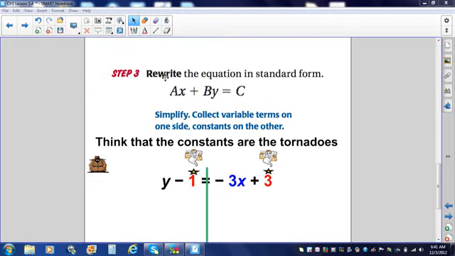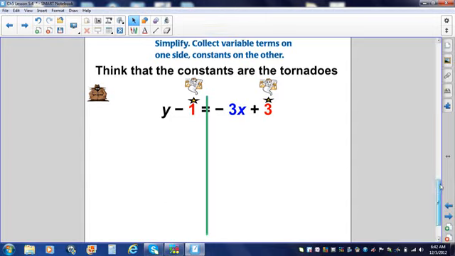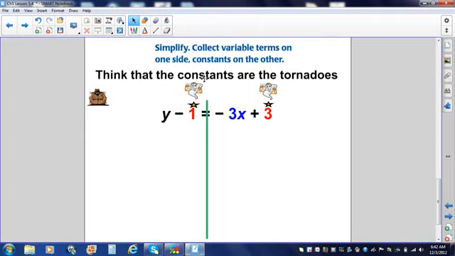My last step, I'm going to rewrite the equation in standard form. Remember that standard form is ax plus by equals c. We're going to simplify and collect the x and y terms on the left side. We're going to put our constants on the right side. Remember that the constants are going to be the tornadoes for standard form. So negative 1 is a constant. It's constantly alone. It doesn't have a variable, so put a tornado above it.